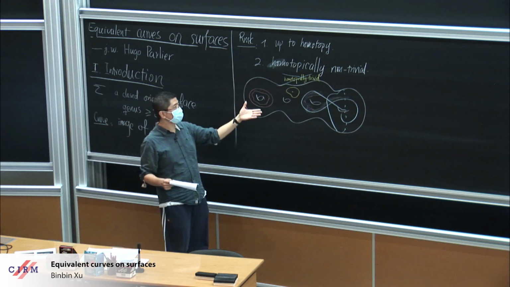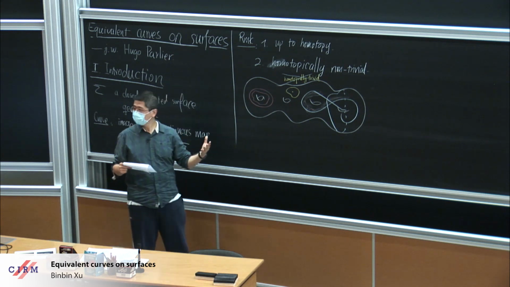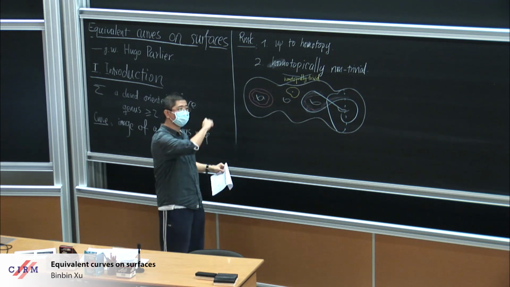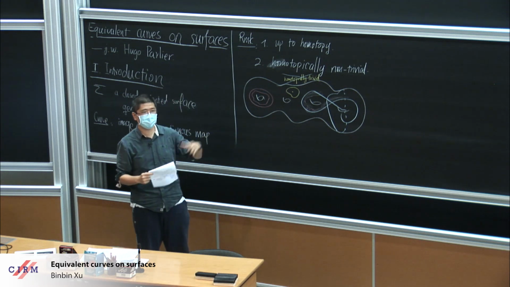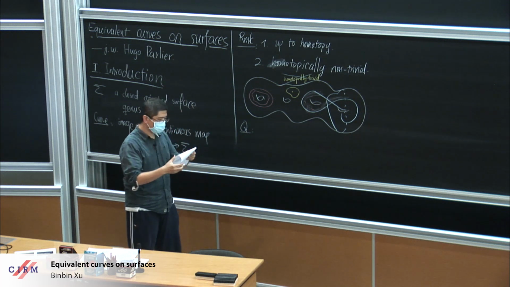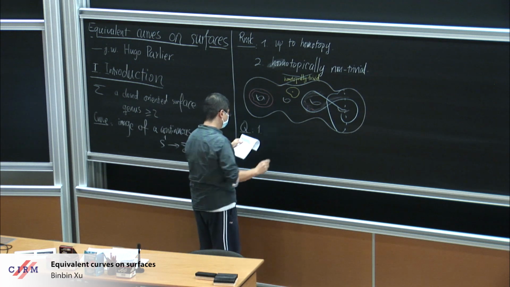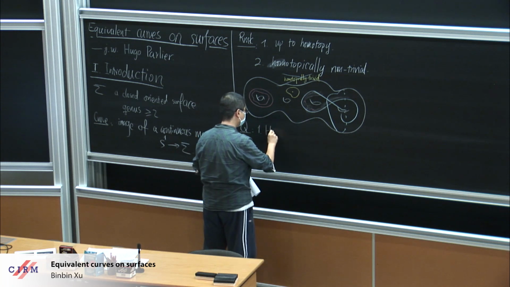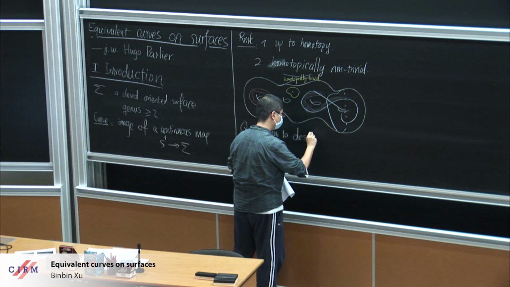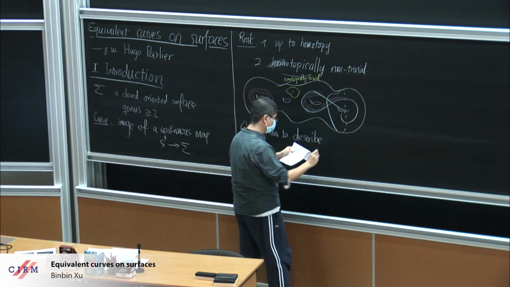We have infinitely many curves on the surface. So how can we distinguish two curves? If I just draw two curves on the surface, how do we know whether they are the same? This is the question we would like to investigate. So the first is how to describe a curve on the surface.